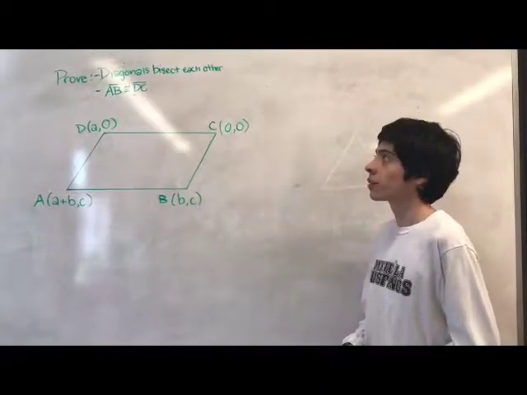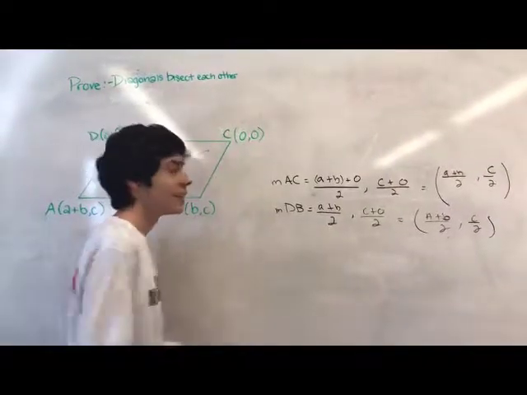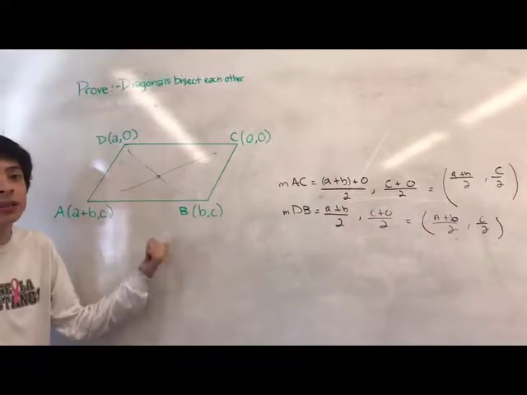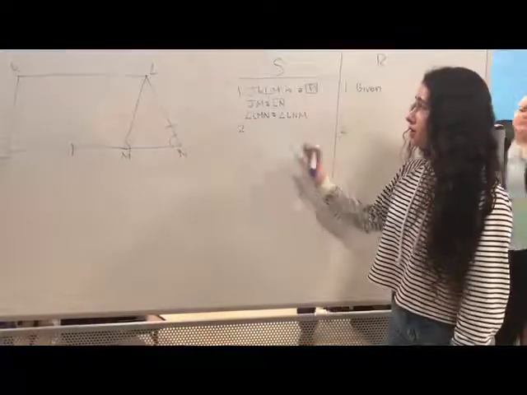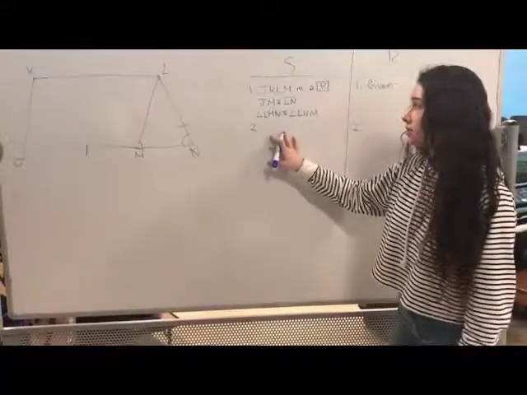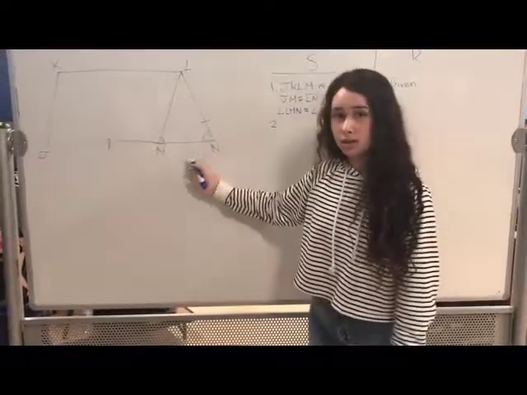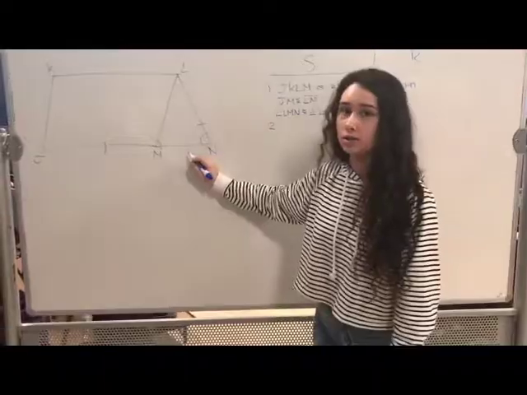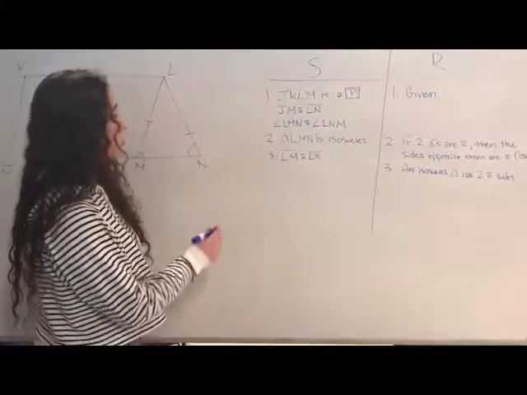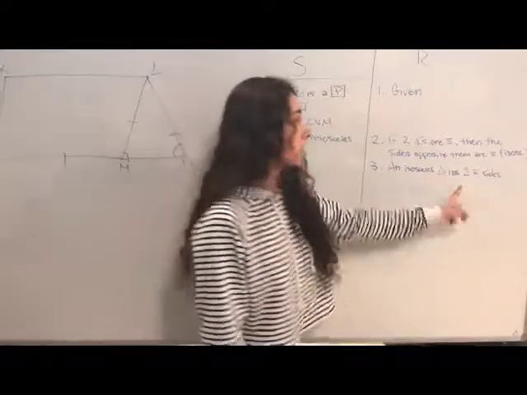So, we can prove the diagonals bisect each other by doing the midpoint formula. Now, since they share the same midpoint, we know that the diagonals bisect each other and it's a parallelogram. So we know that JKLM is a parallelogram. JM equals LM, and angle LMN equals angle LNM. Since these two base angles are equal, that means that it's an isosceles triangle. So since we know that LMN is an isosceles triangle, we also know that LM equals LN because an isosceles triangle has 2 congruent sides.